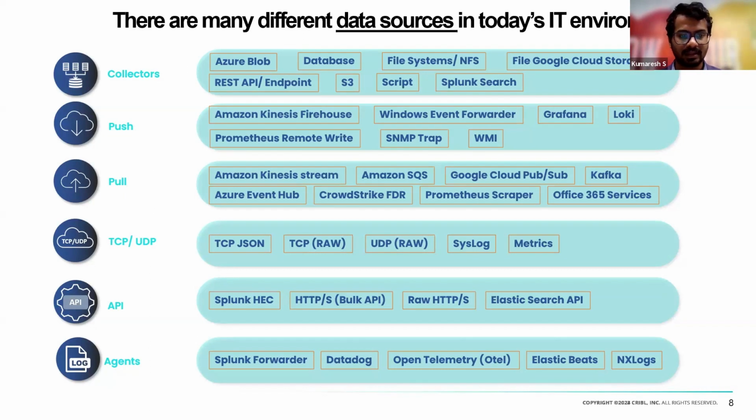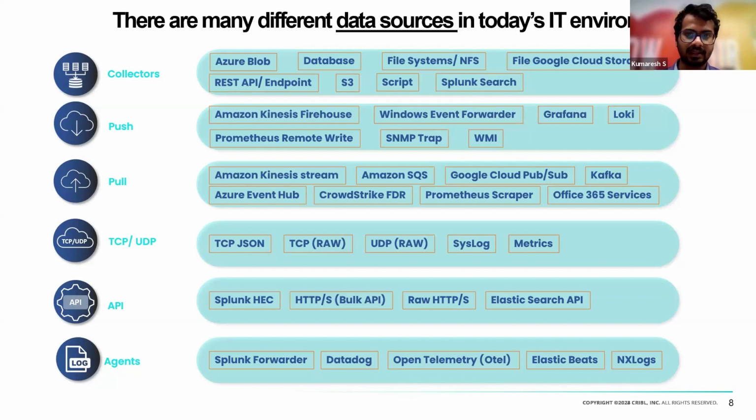These are the various sources and solutions that generate data, which can later be used to identify issues, and value can be derived from all of these data sources. We have collectors, for example Azure Blob, Splunk Search, File, Google Cloud Storage. We have push type data sources, which include Grafana, Prometheus, etc. We have pull sources, which include Amazon SQS, Prometheus Scraper, O365, etc. We have TCP, UDP, APIs, and agents. There are various types of data sources, each of which will generate a lot of data.